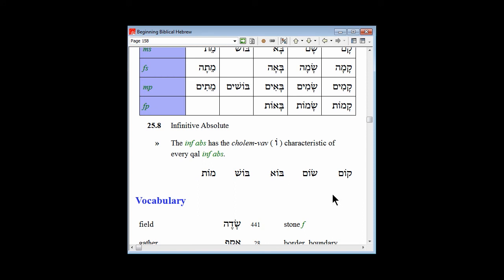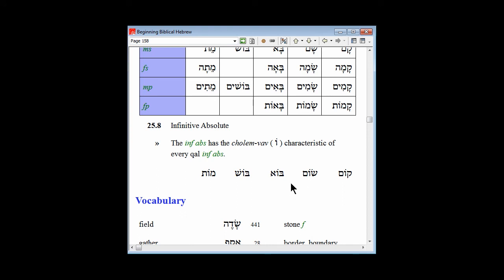But if you remember the infinitive absolute in the kal, the pattern for a strong verb like katal would be ka-tol. You'd have your qamets and then your holem vav. That was your infinitive absolute pattern. Here with weak verbs, we only are dealing with two consonants, with the vowel in the middle. But we still have to be aware that if we see a holem vav where we don't expect one, and we know our vocabulary, then that's a dead giveaway for a kal infinitive absolute of that hollow verb.